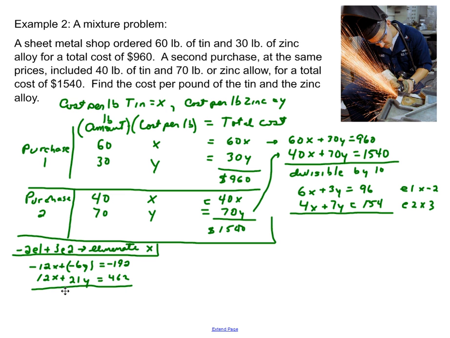So now when we add these two equations down the column, 12x and negative 12x just drops out. And we're left with 21y minus 6y, which is the same as 15 times y, is equal to 462 minus 192. Adding those together gives me 270. So now I'm going to divide everything by 15.